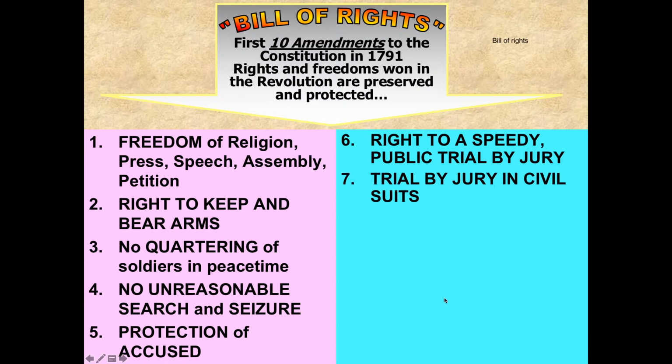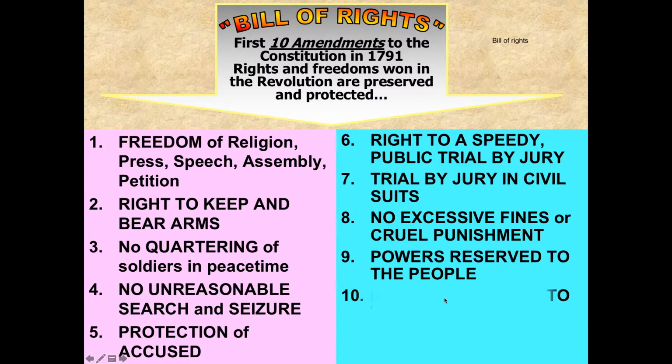is the 5 freedoms: freedom of religion, press, speech, assembly, and petition. We also have the right to bear arms as a 2nd Amendment. No quartering of soldiers in peacetime is the 3rd. No unreasonable searches and seizures is the fourth. The fifth one, we protect the rights of the accused by ensuring due process and whatnot. Okay, the sixth one, the right to a speedy and public trial by a jury of your peers. 7, trial by jury in civil suits. 8, no excessive fines or bails or cruel and unusual punishment. 9, powers are reserved to the people. And 10, powers are reserved to the states.